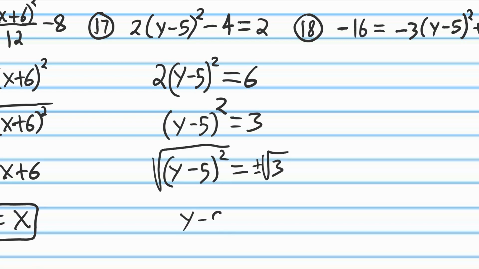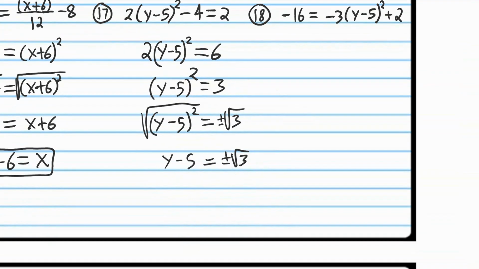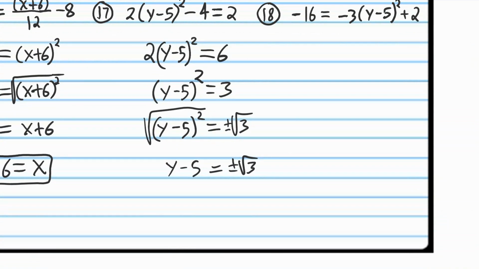And we get y minus 5 is equal to plus or minus root 3. And we can't do anything with root 3 because there's no perfect square in there. So then we just add 5 to both sides. And again, I can put the 5 over here on the right, or I can put it on the left.